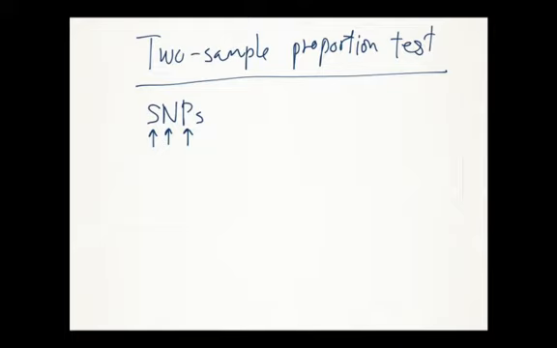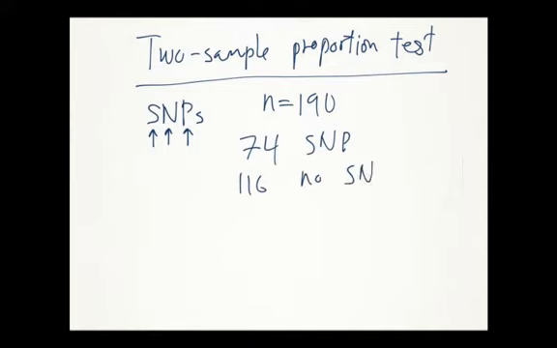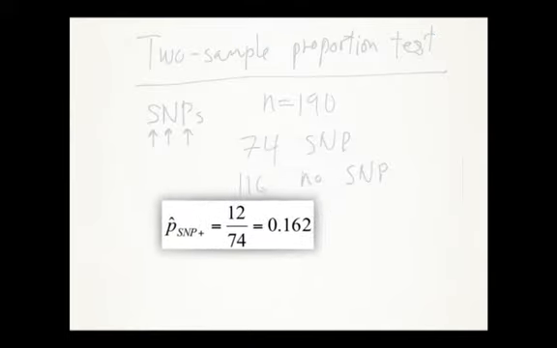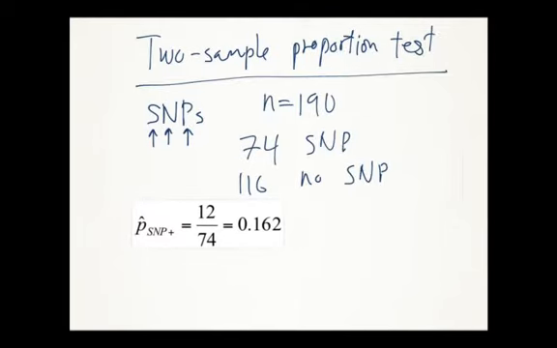All right, so we're going to focus on the presence versus absence of SNPs. It turns out that in this particular example with 190 patients, 74 had the SNP and 116 had no SNP, the susceptibility SNP. And then among the people out of the 74 with the SNP, 12 experienced sustained progression, 12 out of 74, which is 16.2%.